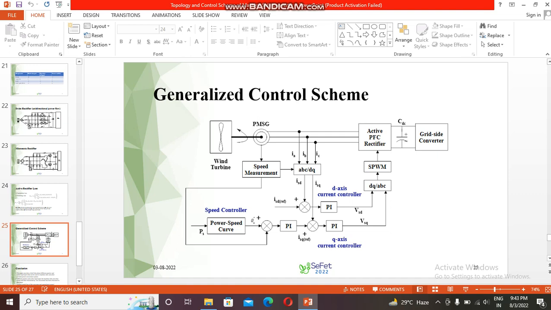So there are 3 different control loops. One is a speed controller, the second one is a D axis current controller, and the third one is a Q axis current controller. In this particular manner, the active rectifier is controlled.